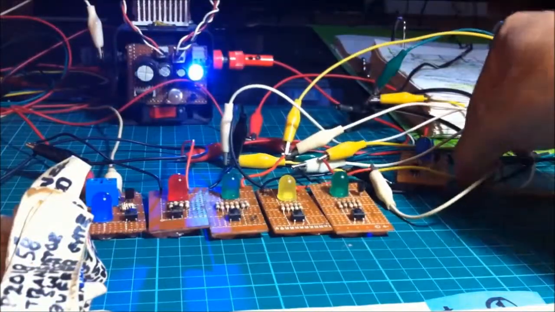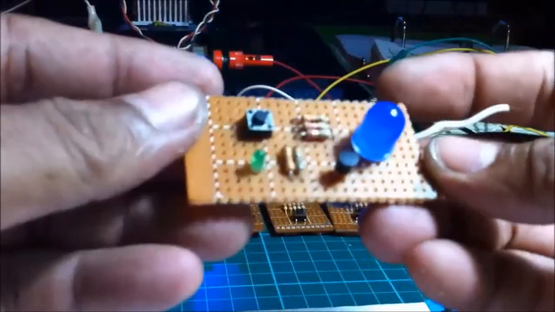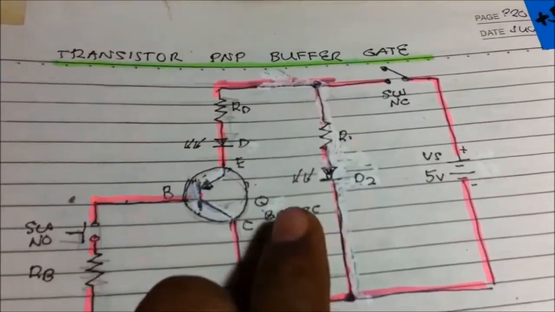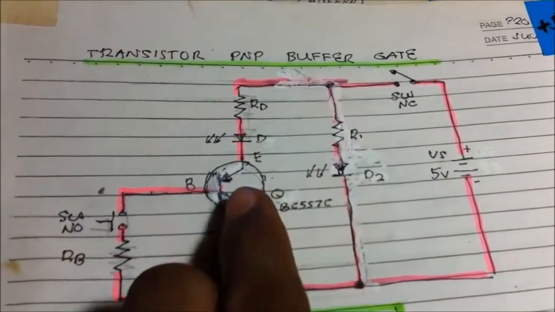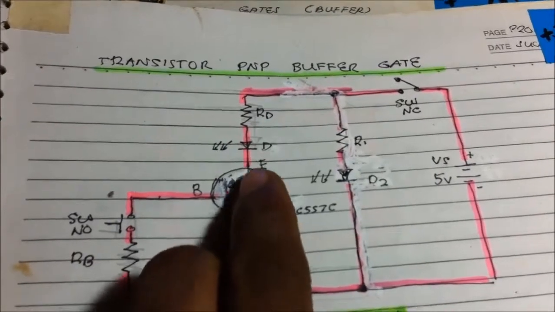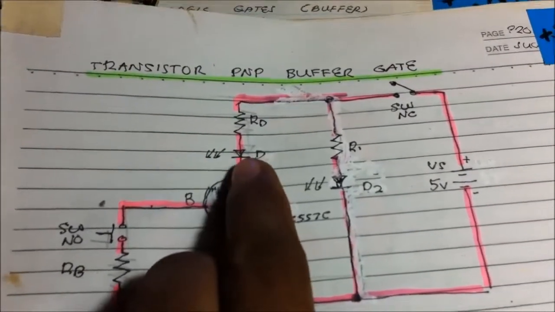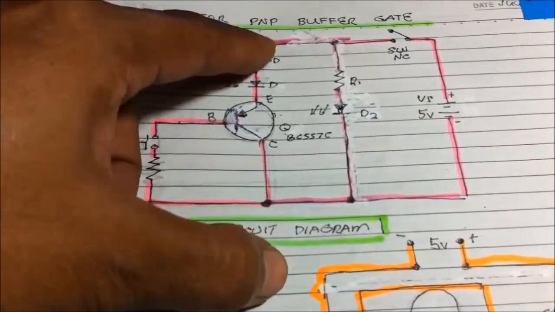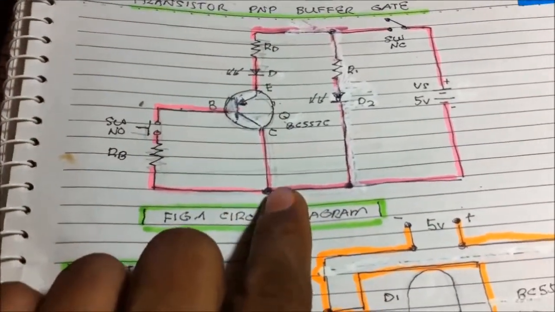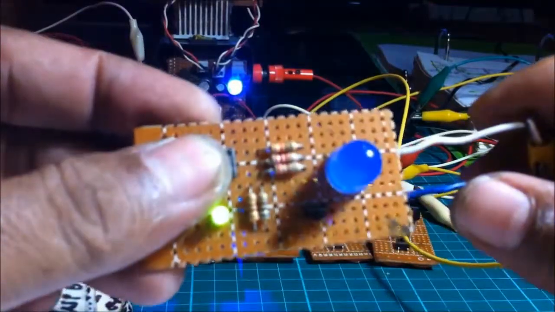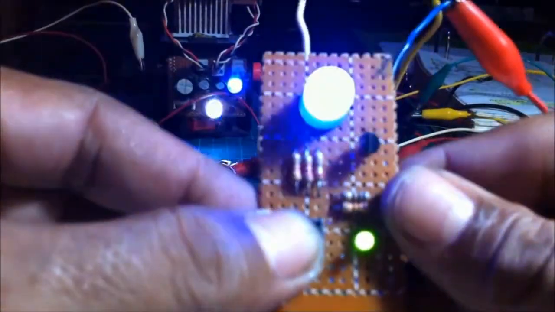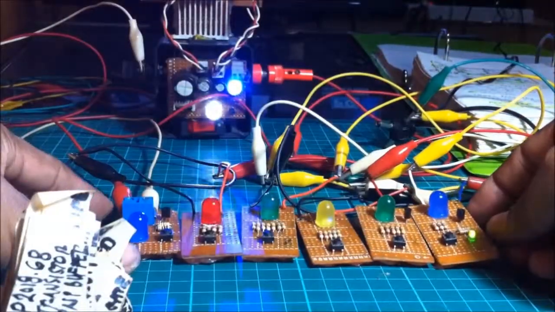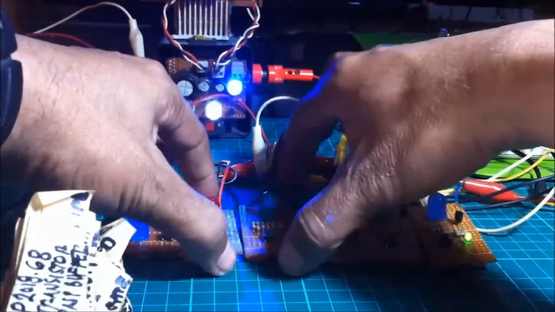Another buffer we have here. This is also a buffer. Transistor PNP buffer gate. We have the power on LED, and this is a PNP. The emitter side connected is the LED. Current flows to the base and to the collector to the emitter. Then pushing the button here. We get now a total of 6 buffer gates.